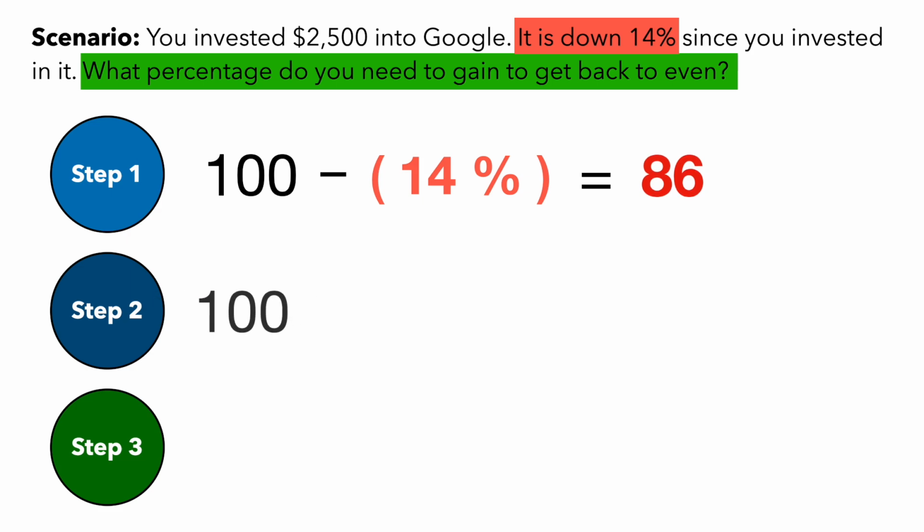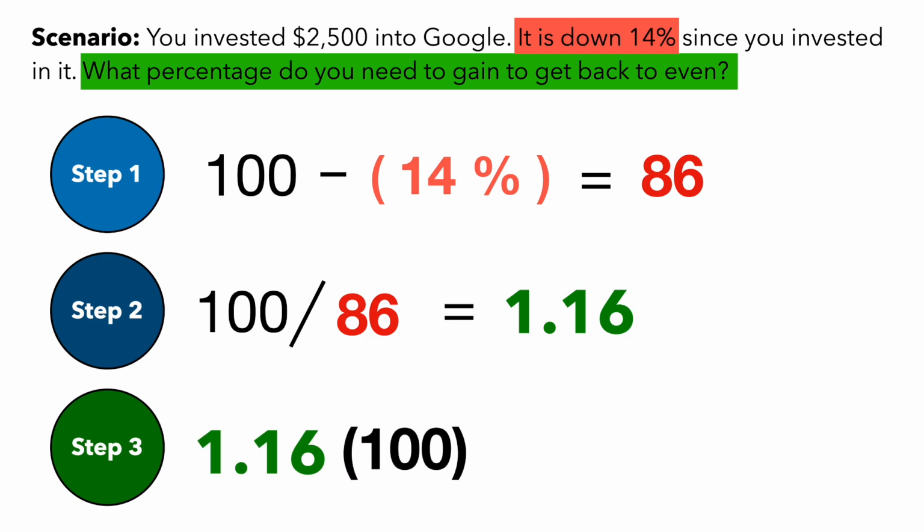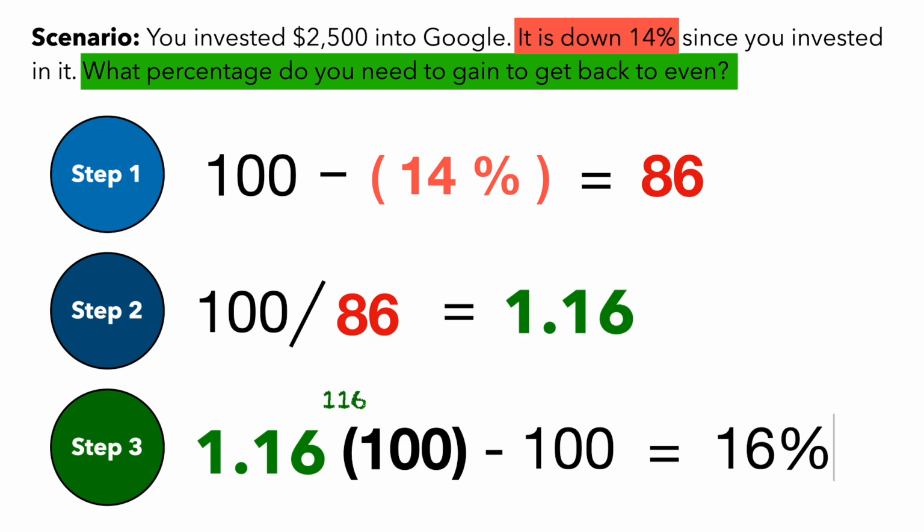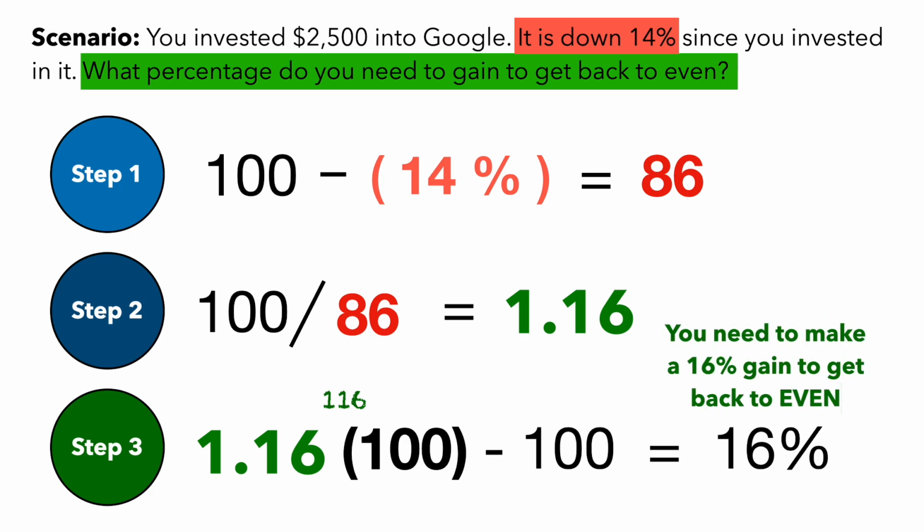Then we're going to take 100 divided by 86, and that's going to give us 1.16. We're then going to take 1.16 times 100. It's going to give us 116. And then the last step is we're going to subtract 100 from 116, and that's going to give us 16%. So we need to make a 16% gain to get back to even off our Google investment.